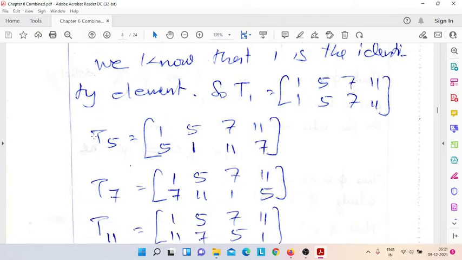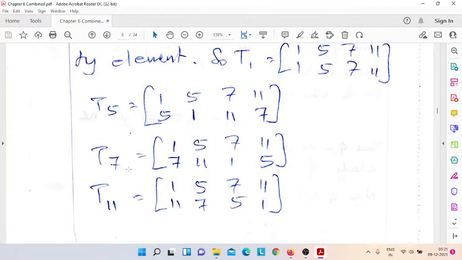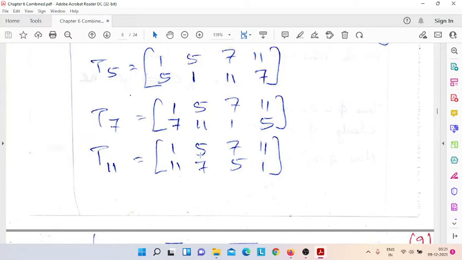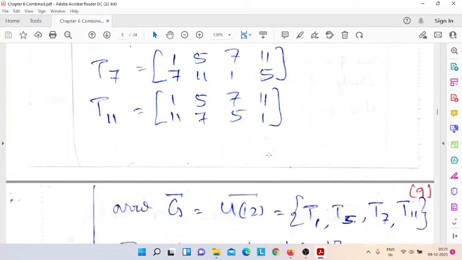Next, when we define T5, we get the matching of elements, taking elements of G to some elements of G, and it goes as 1 to 5, 5 to 1, 7 to 11, and 11 to 7. Then when T7 is considered, this matching is 1 to 7, 5 to 11, 7 to 1, and 11 to 5. Finally, T11 is 1 to 11, 5 to 7, 7 to 5, and 11 to 1.